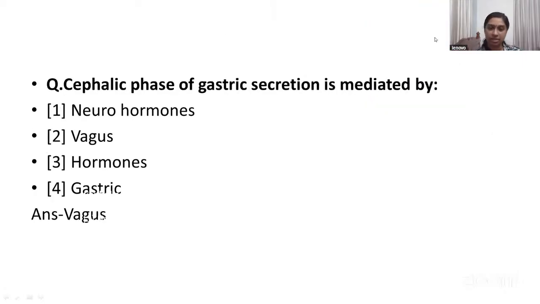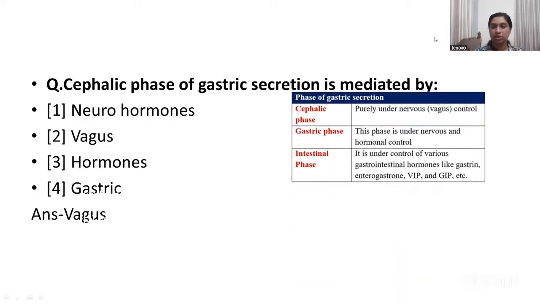So coming to the next thing, the cephalic phase of gastric secretion is mediated by... Gastric secretion basically has three phases. First is the cephalic phase, and it's mediated by the vagus nerve. It is under neuronal control. Two reflexes are involved in the cephalic phase: unconditioned and conditioned reflexes. Cephalic phase means something related to stimuli arising from the head region. So the cephalic phase is purely under nervous or vagal nerve control.